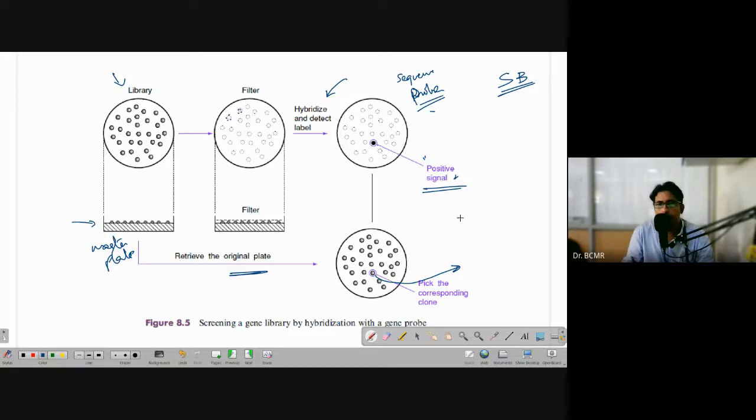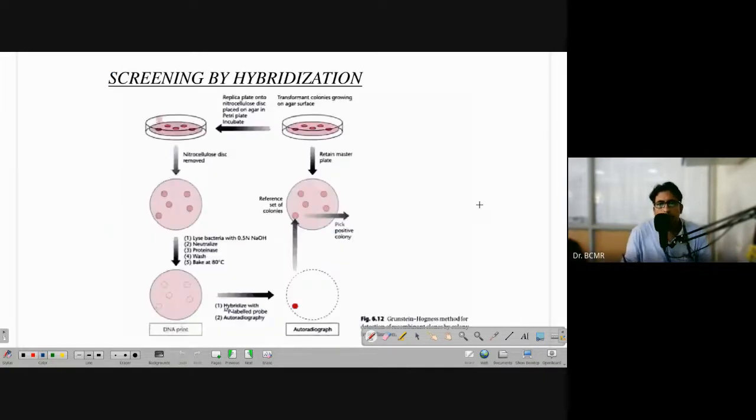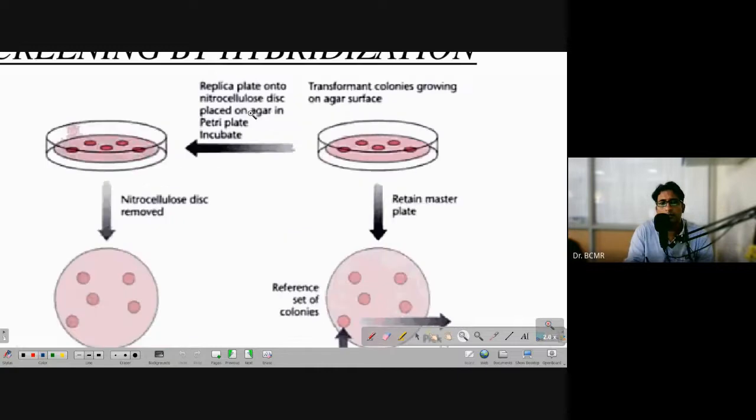This is a simple way of saying the technique, colony hybridization. You're doing hybridization techniques and you're using the whole colony, so you call it colony hybridization. This has more details, this is a similar protocol. Probably we'll try to understand them. So, okay.